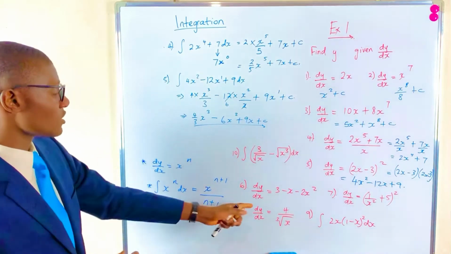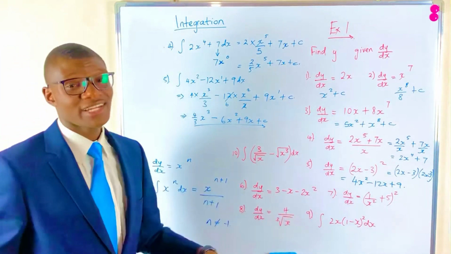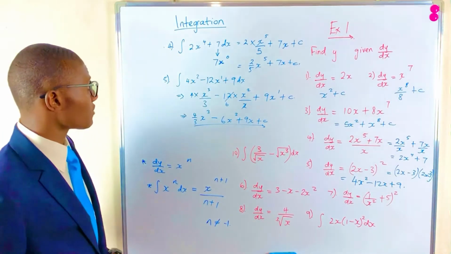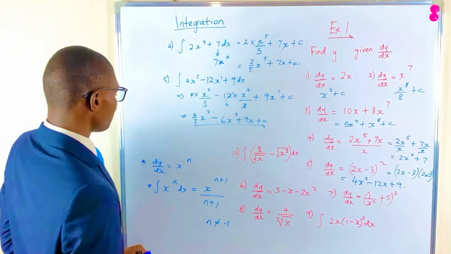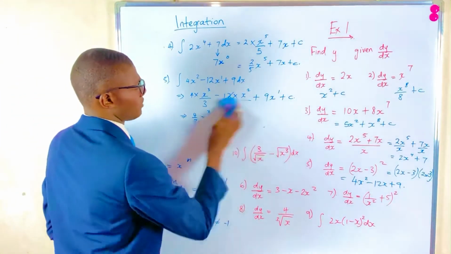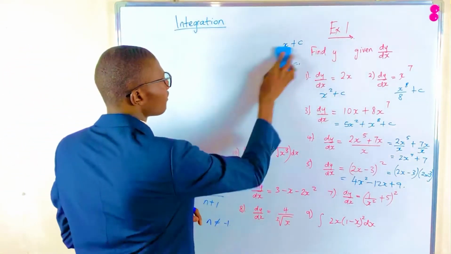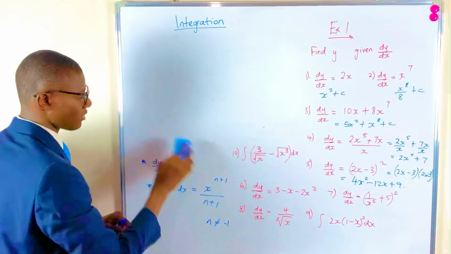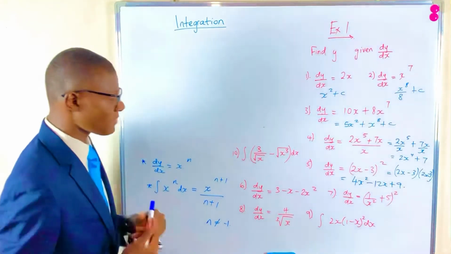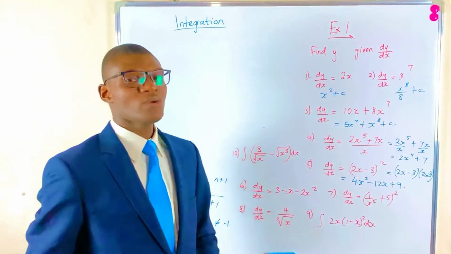Then now moving on to number 6. Now with number 6 we can easily integrate that because it's been expanded for us already. So allow me to erase this part in blue. Okay, so now for number 6, we want to integrate 3 minus x minus 2x squared.